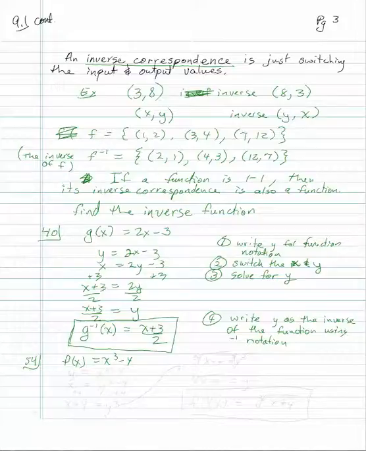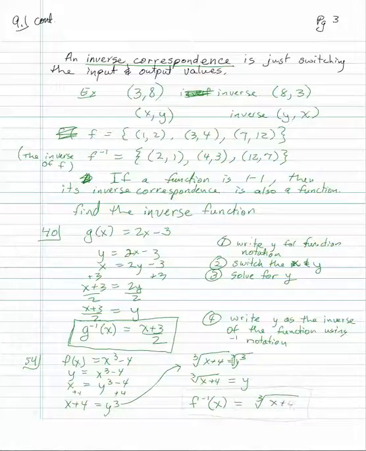All right, let's try number 54. Same question. So we're going to make the y. Now we're going to switch the x and y. So that'll be x equals y cubed minus 4. Add 4 to both sides. So x plus 4 equals y cubed. Cube root both sides. So the cube root of x plus 4 equals y. So f inverse of x is equal to the cube root of x plus 4.